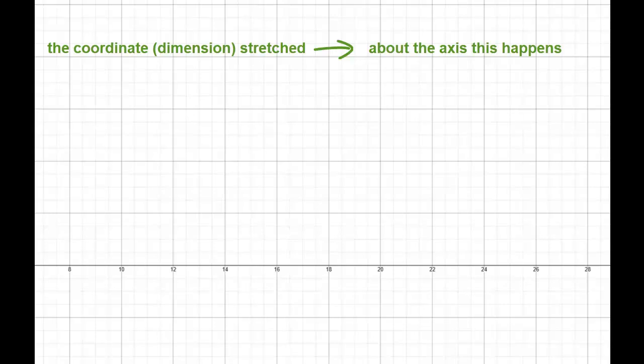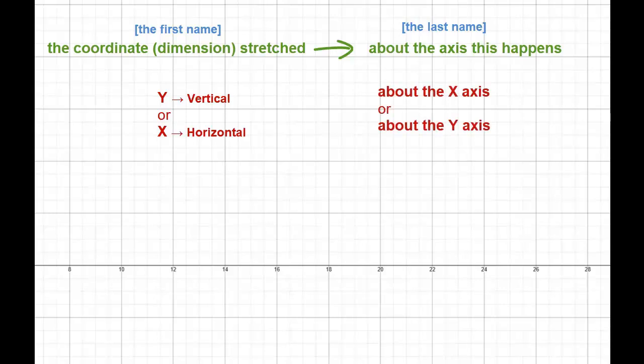But if you consider the fully qualified name of the transformation to have a first name and a last name, you can stick to the following pattern to be consistent. The first name is always the dimension of the stretch. This is going to either be vertical or horizontal, depending on the coordinate we apply the factor to. Y for vertical and x for horizontal. The last name refers to the axes in which the visual effect is seen. This is the part that contains the word about and the name of the axis.